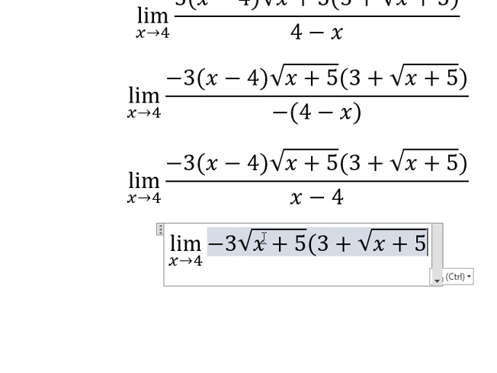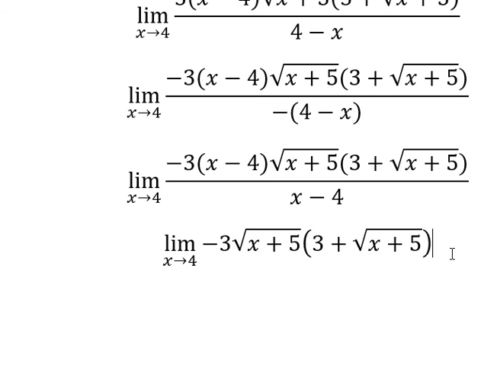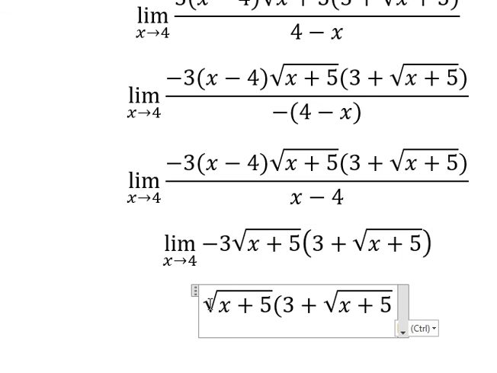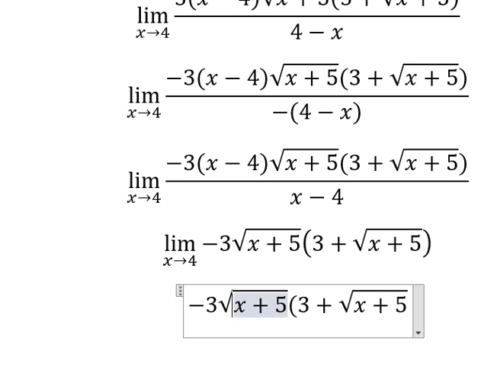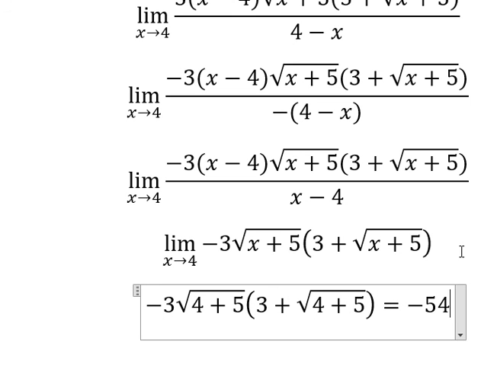And now we can put number 4 here and here. So we have the final answer. We have negative 54. This is the end.